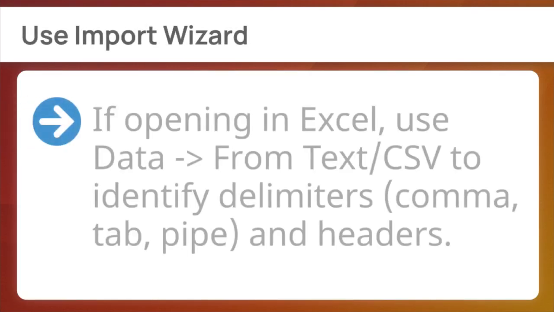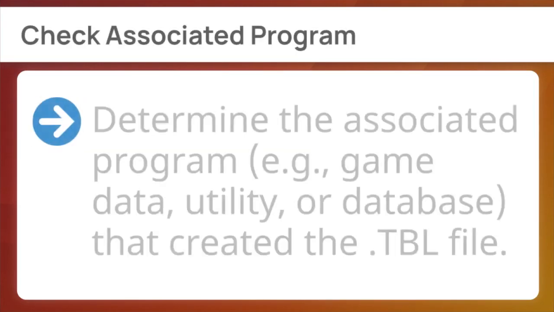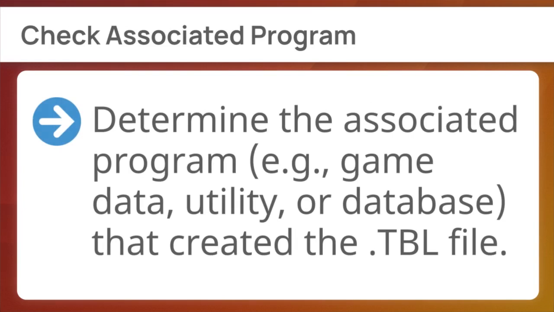Next, use the import wizard. If opening in Excel, use Data, From Text/CSV to identify delimiters, comma, tab, pipe, and headers. Finally, check the associated program. Determine the associated program, e.g. game data, utility, or database, that created the TBL file.